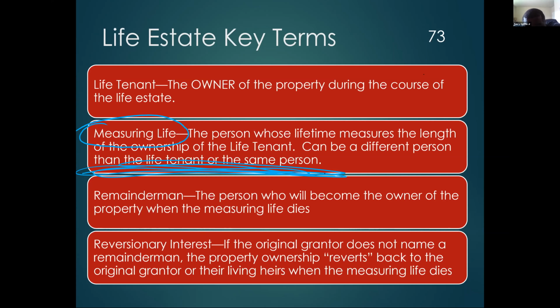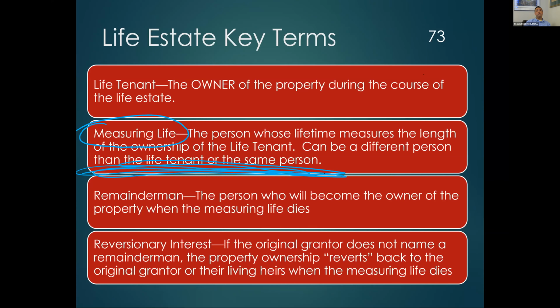With the life tenant and the measuring life being different, what happens if the life tenant dies while the measuring life is still living? Does it automatically go back to the reversionary interest? All right. Here's Terry's question.